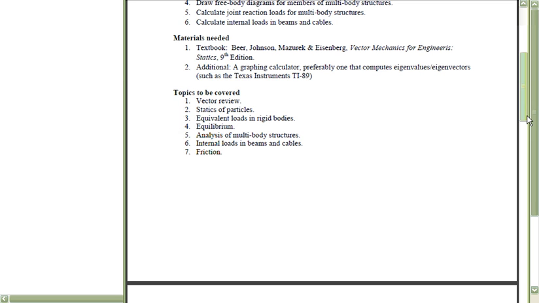We'll talk about equilibrium, which is the subject of this entire course. And then we'll go from single body equilibrium to multi-body equilibrium, where we're going to talk about simple machines and frames and trusses and that kind of thing. And then we will talk about internal loads in beams and cables. Internal loads in cables is pretty simple, but in beams it's more complicated. And then finally, hopefully we'll get to friction.